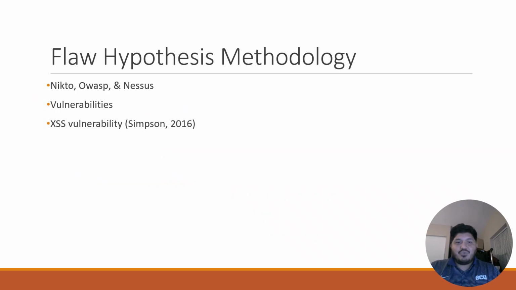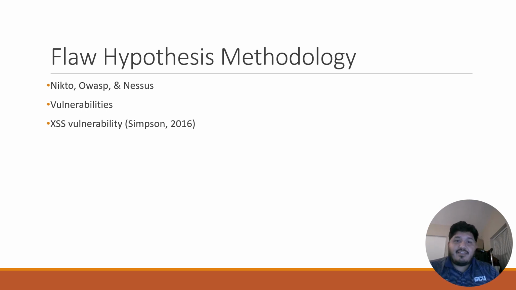As we get into our analysis, I just wanted to go over the flaw hypothesis methodology that I use here. We utilized the Nikto, OWASP ZAP, and Nessus scanners and web application tools to find vulnerabilities in our system. In this instance, we were able to find a cross-site vulnerability that showed that our system had a flaw that could be easily taken advantage of. We'll go over the tests a little more in our next few slides.